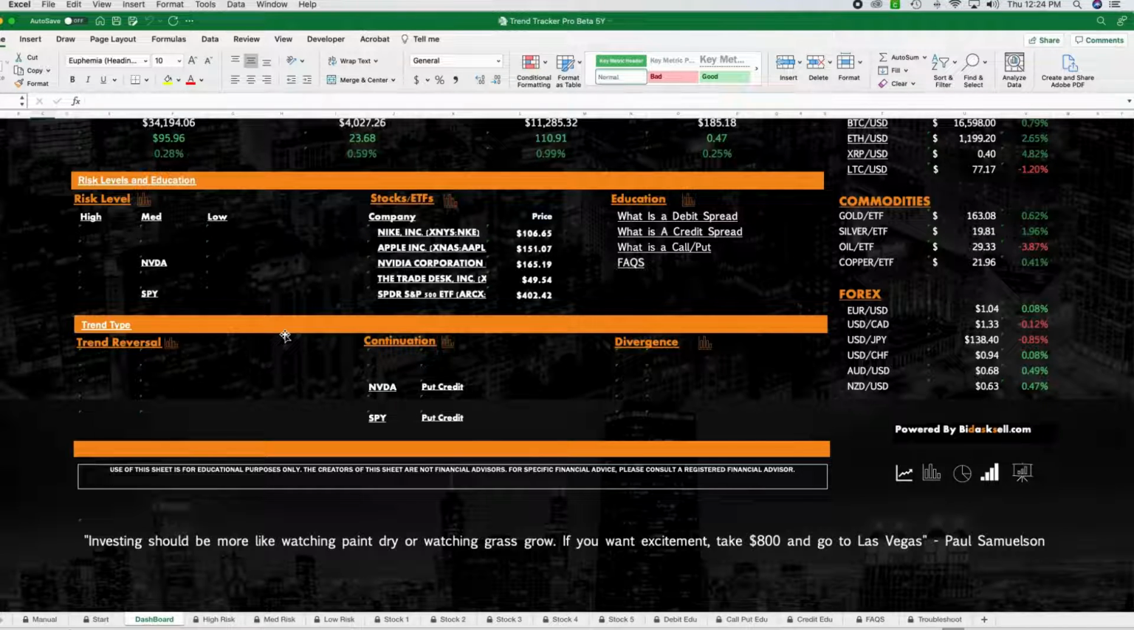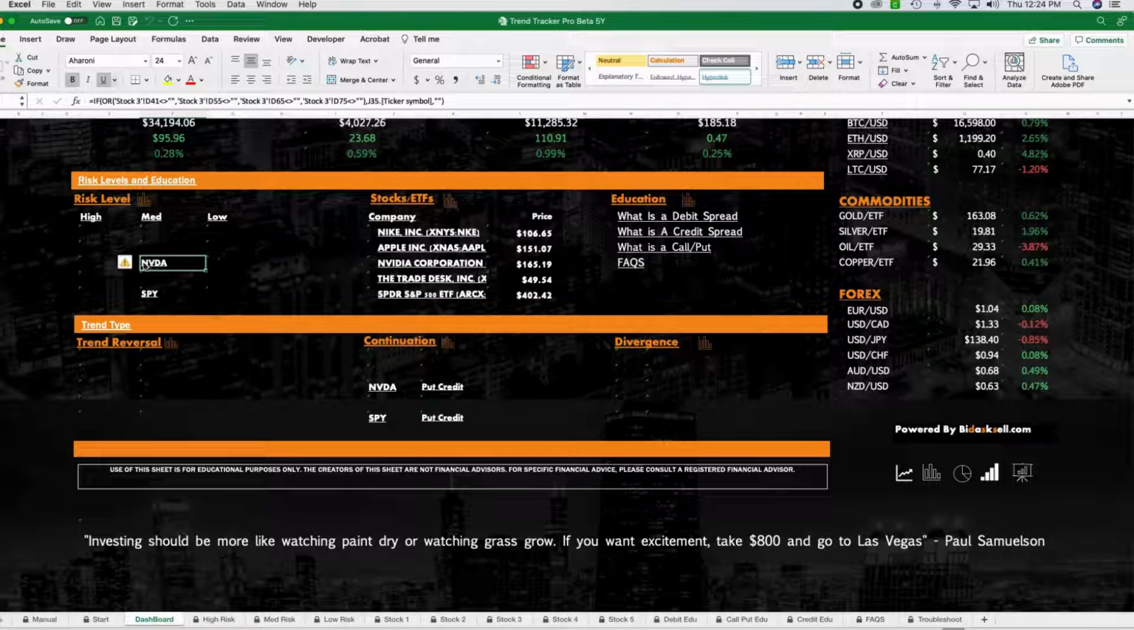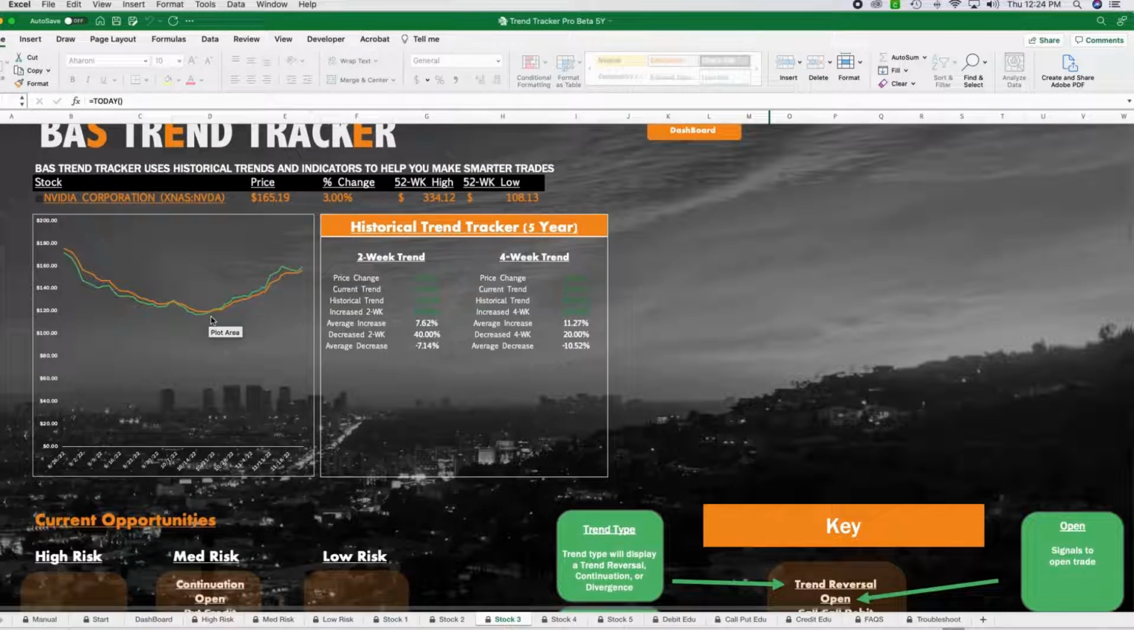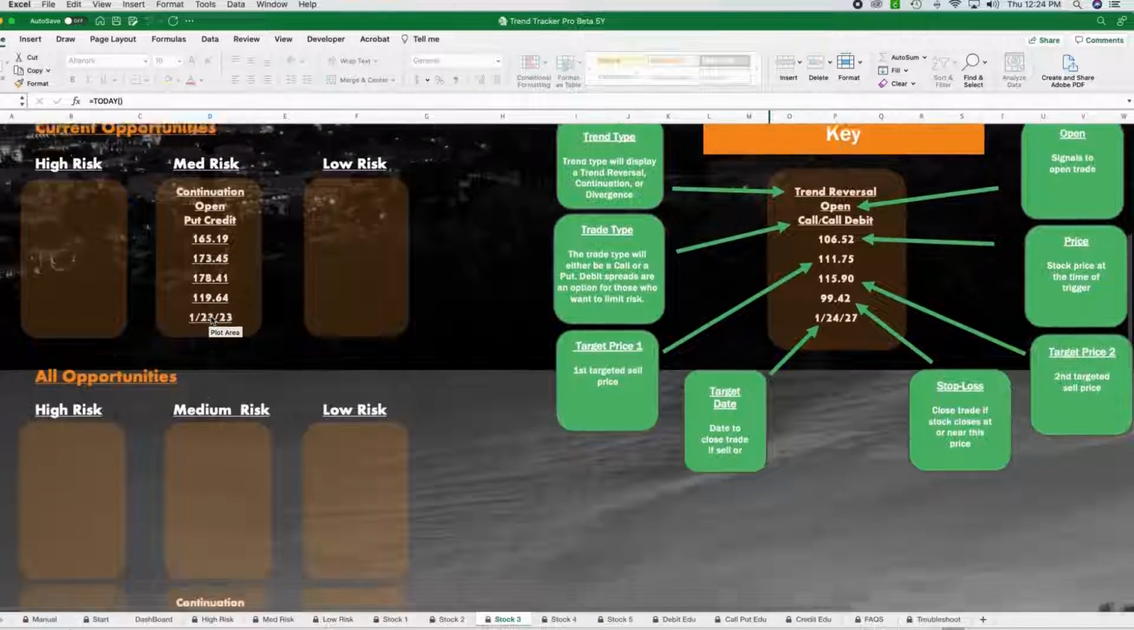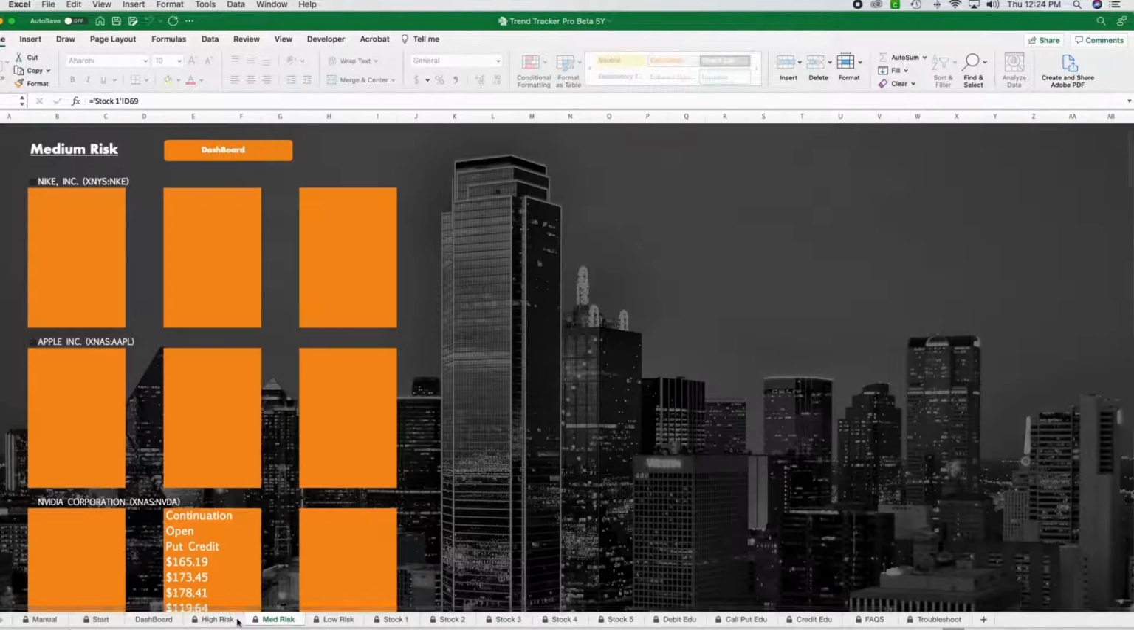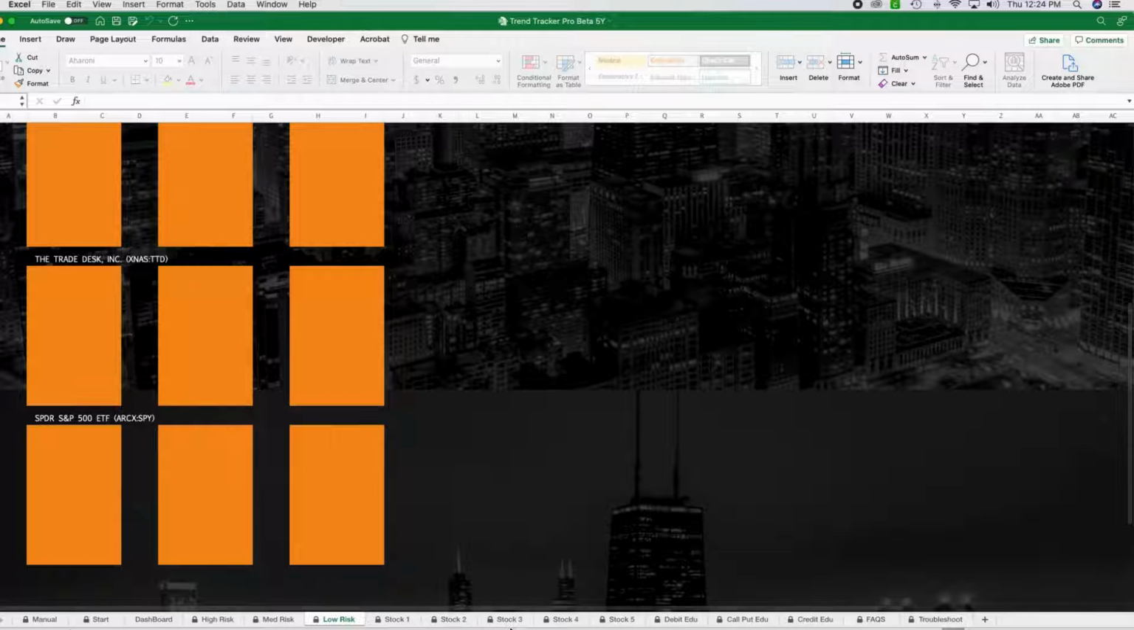Okay, now back to the tracker. I mentioned earlier that if there are trade opportunities, you will see them appear here on the dashboard. You'll notice that on the screen that we're looking at, there are several trade opportunities. If I click on any of the ticker symbols or stock name, it will take me to the actual page for that particular stock. There's quite a bit of information on the individual sheet for each stock, and you'll also notice that at the bottom of the spreadsheet there are a handful of other pages as well. Those pages also have quite a bit of information on them.